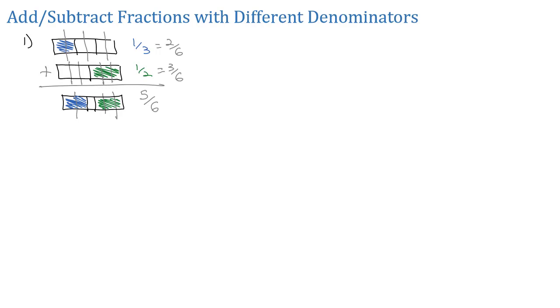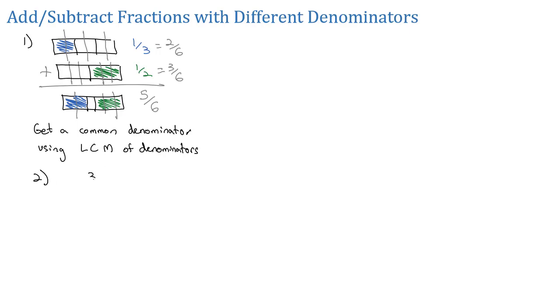The way we're going to add fractions with different denominators is we are going to get a common denominator using the least common multiple of the denominators. Let's see if we can see what this looks like.